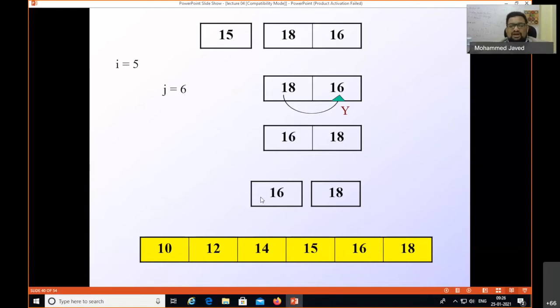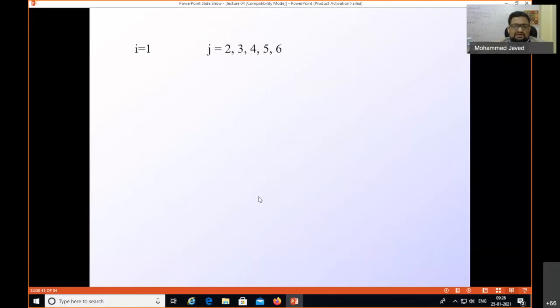Now let us try to analyze how we did the sorting. So in this particular slide, if you see, when I was 1, the jth pointer started from the second element to the sixth element. When I was 2, the J started from 3 to 6. When I was 3, the J started from 4 to 6. And when I was 4, J was from 5 and 6. When I was 5, J was just 6.